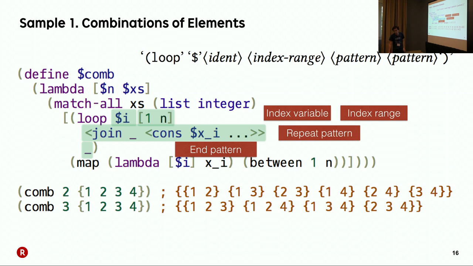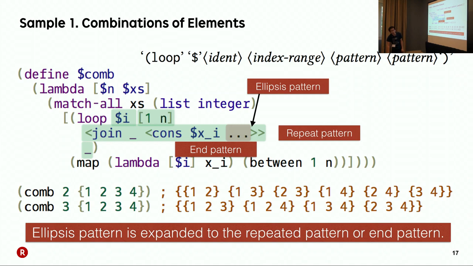The loop pattern takes four arguments: index variable, index range, repeat pattern, and end pattern. An index variable is a variable to hold the current repeat count. Index range specifies the range where the index variable moves. Repeat pattern is a pattern repeated when the index variable is in the index range. End pattern is a pattern expanded when the index variable gets out of the index range.